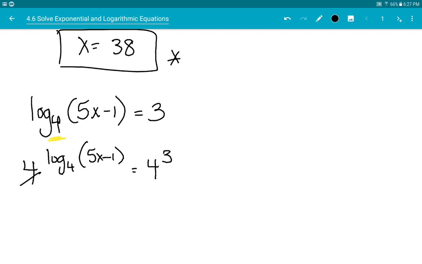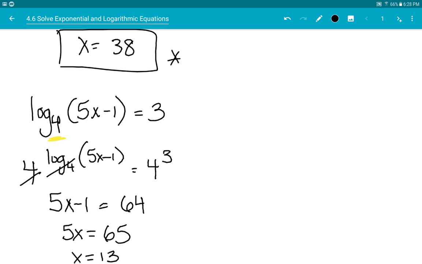Log base 4, we're going to cancel this. We're just left with 5x minus 1 equals 4 to the third. We know that that's 64. All right, so then we get 5x is equal to 65. And then we get a solution of x is equal to 13.